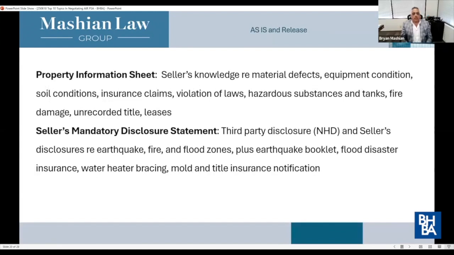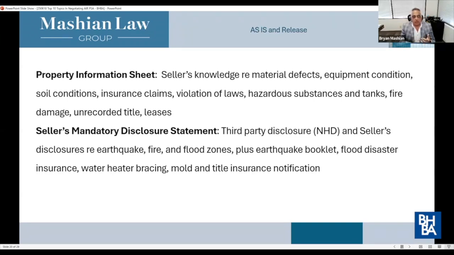The seller also provides under our contracts two other documents that are part of the disclosure. The first one is the property information sheet. In this property information sheet, it basically is a list of the different components of the property, and it requires the seller to tell the buyer of any defects that the seller is aware of in that part of the property.